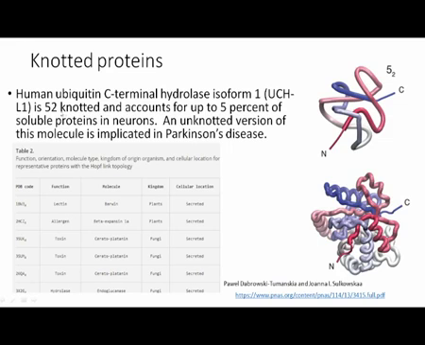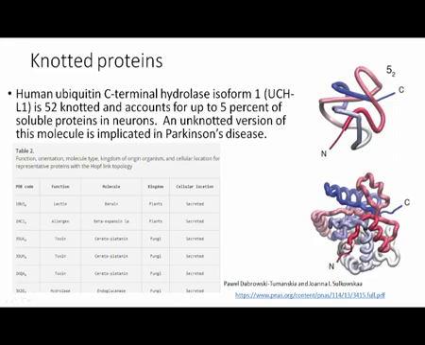One of these, for example, is human ubiquitin C-terminal hydrolase isoform 1, also called UCHL1, is 52 knotted and accounts for up to 5% of soluble proteins in neurons. There are 52 knots in this protein. And if you have an unknotted version of the same protein, that is UCHL1, then the unknotted one, however, has been implicated in Parkinson's disease.